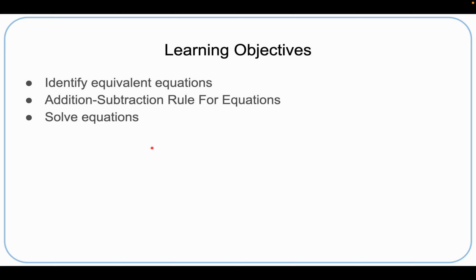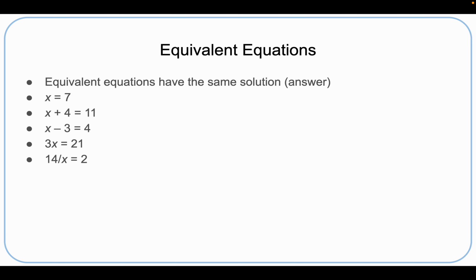Our learning objectives today are to identify equivalent equations, go over the addition-subtraction rule for equations, and then solve equations. So equivalent equations have the same solution, the same answer. So here's a set of equations that all look different, but if you look closely at them, you will notice that each one, the solution is 7.